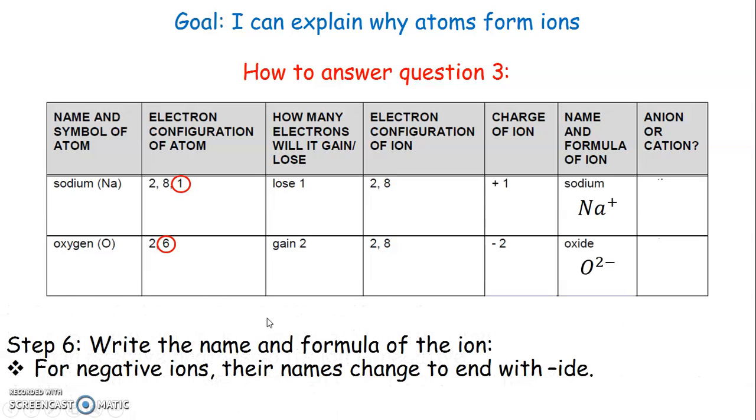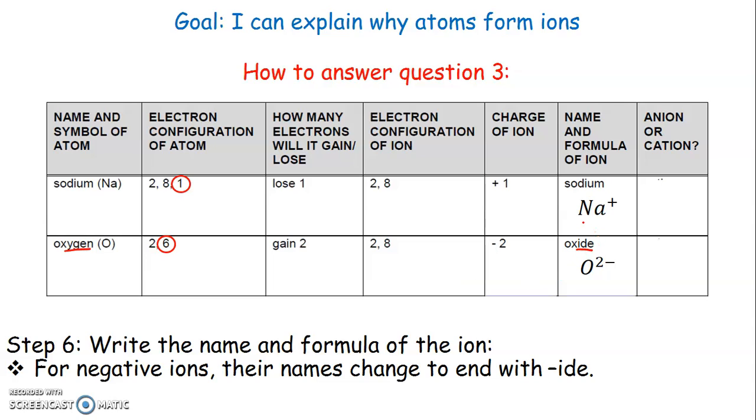Now step 6, the name and the formula. If you have a positive ion, the name will not change. But if you have a negative ion, then the name would change to end with IDE or I. So in this case here, the oxygen has changed to oxide.